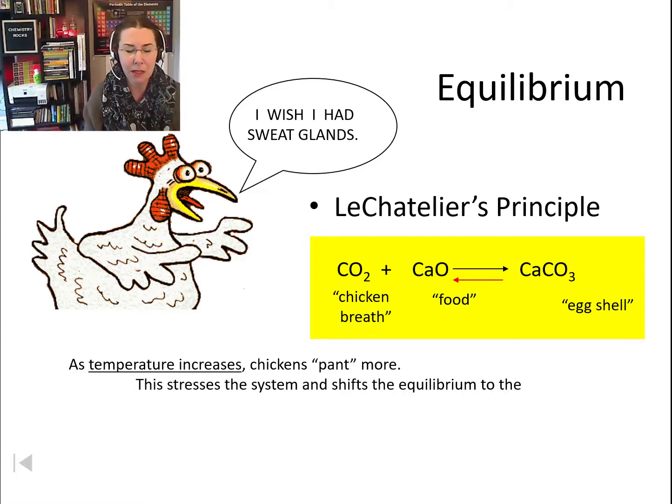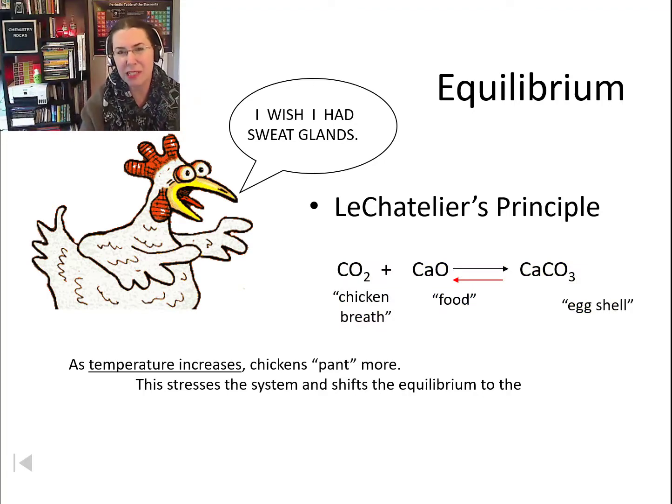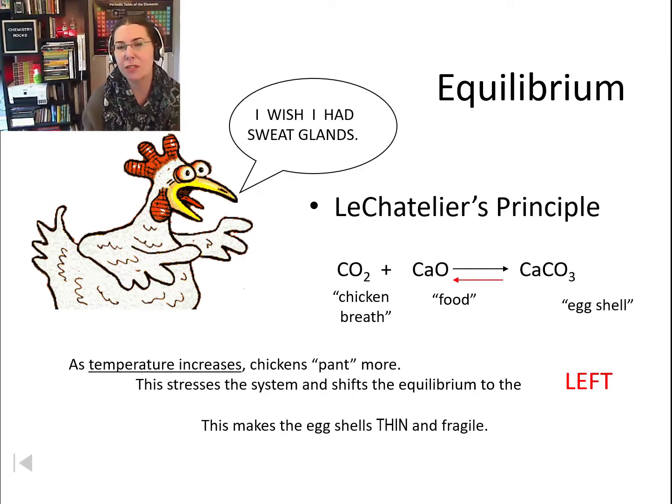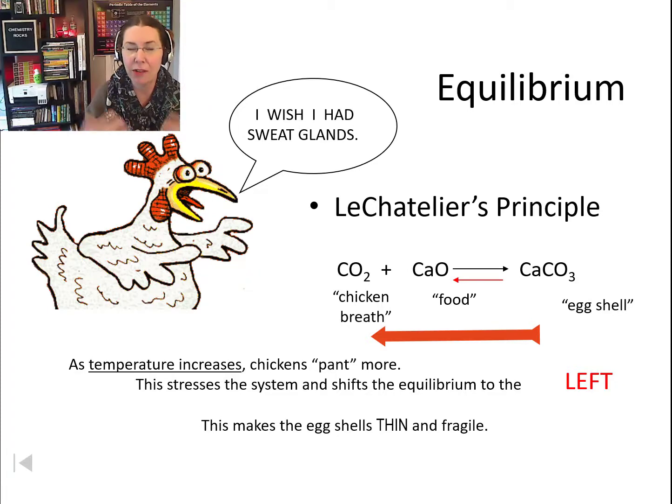of the eggs. So if we're chicken farmers, and we're chicken farmers not because we're selling chicken meat, but because we're selling eggs, and we have our chickens, and it's summertime, and the temperature starts heating up, the chickens are going to pant more. If they pant more, they're giving off more CO2. And this stresses the system and shifts our equilibrium to the left. Now, because it's shifting to the left, which I guess to you guys looks like that, and away from the end product or the eggshells, this makes the eggshells thin.